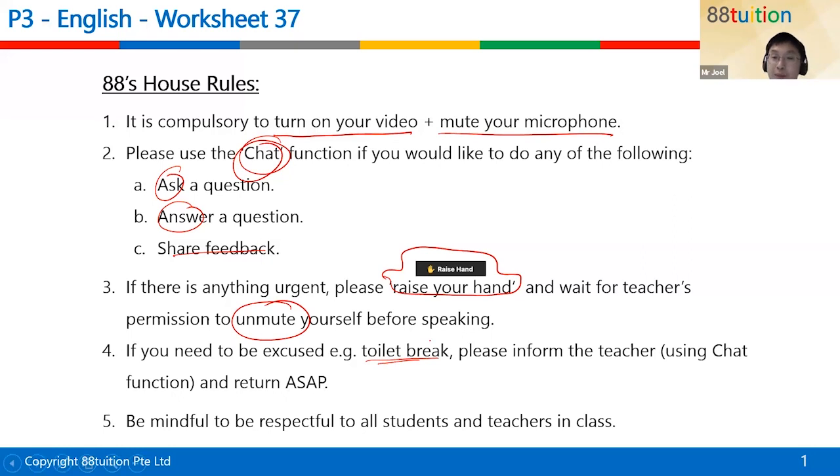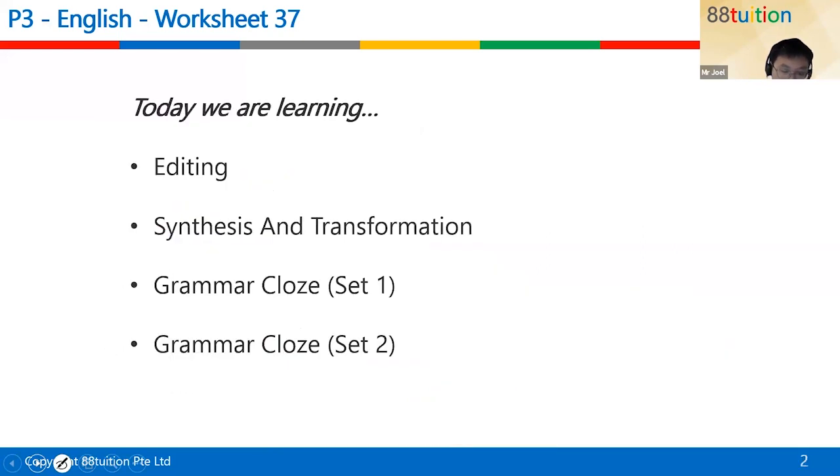If you need to go to the toilet, just go, but just let me know. Say, Mr. Joel, I'm going to the toilet, and just go. As long as you leave your camera on, I'm okay with you just going, so I can see when you are back or when you're not back yet. Just let me know in the chat function. Lastly, be respectful to everyone. All right, let's start.